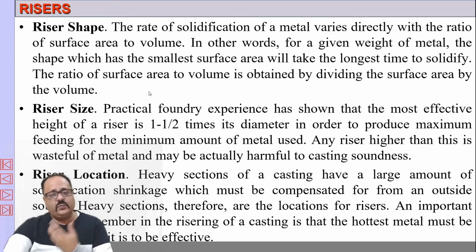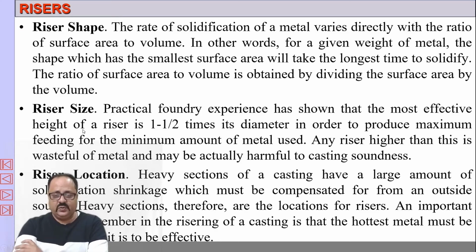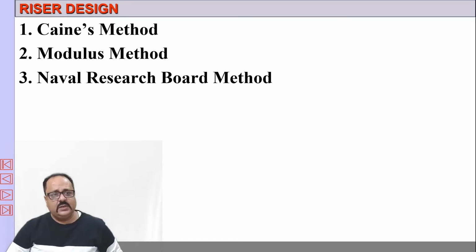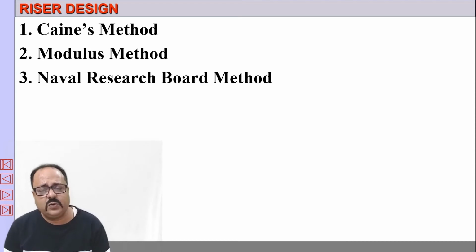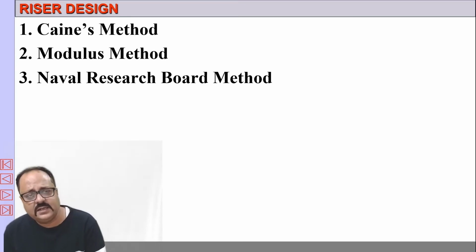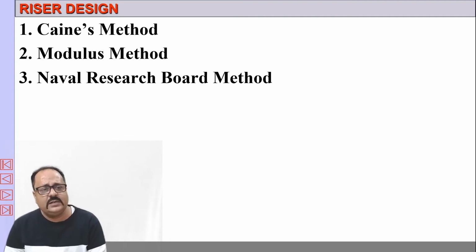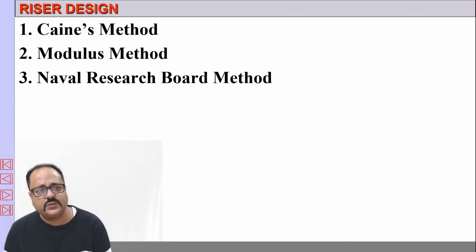What should be the shape? We have come to a conclusion it should be cylindrical, because the ratio of V by A will be highest. Now we will learn how to decide the riser size. That can be done by three methods: Cain's Method, Modulus Method, and Naval Research Board Method. We'll discuss Cain's Method first, then the Naval Research Board method, and then the Modulus Method, and we'll solve some numericals based on the Modulus Method.